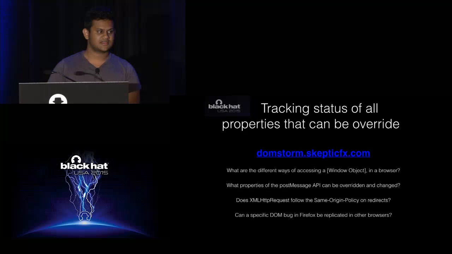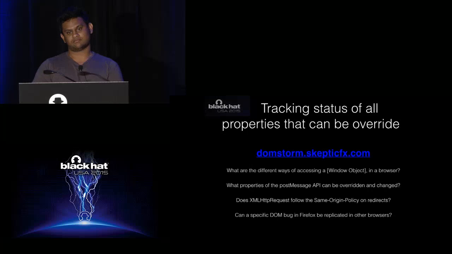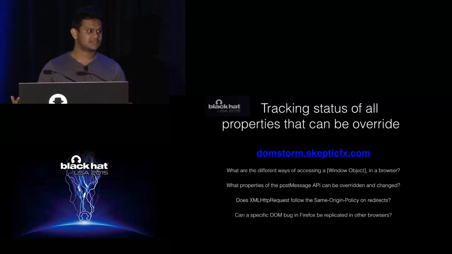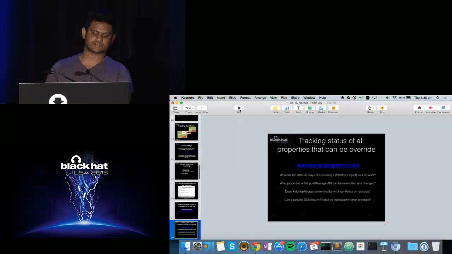So for instance, you might find a bug in Firefox and you have a POC for that, but at the same time, as of this point in time, it doesn't work in Chrome. You can have a database for that and it just keeps running the tests and tries to tell you when something goes wrong in different browsers.